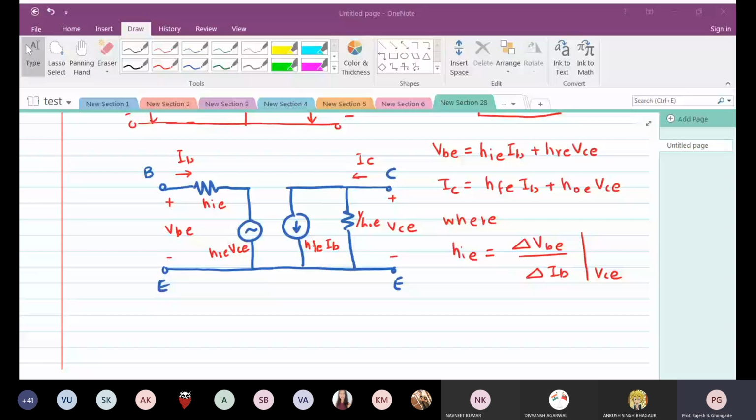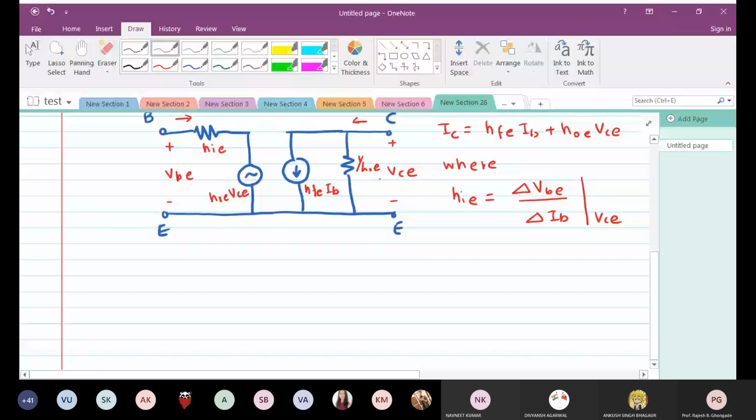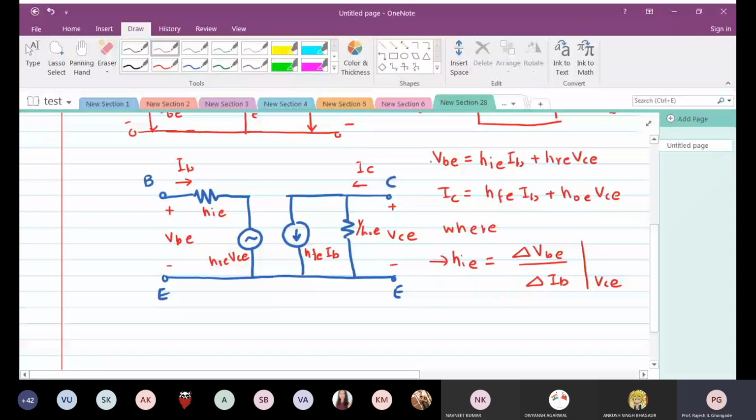Okay, so how do I get this value? Look at the very first equation. If I apply a small change to VBE, HIE doesn't change, it is a constant. This will be delta IB. And of course, I'm maintaining VCE to be constant, so delta VCE will be 0. So this entire term goes off. Then I can say that HIE is nothing but change in VBE divided by change in IB. Now, please remember that we are talking about the AC here.